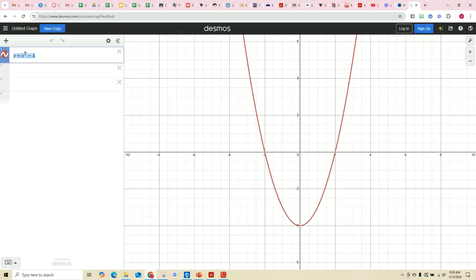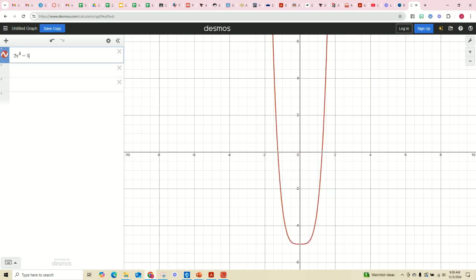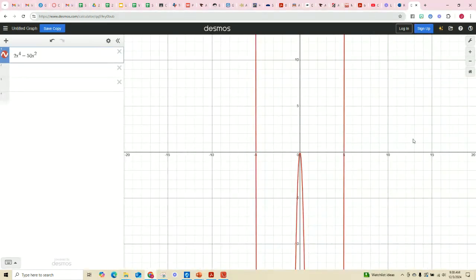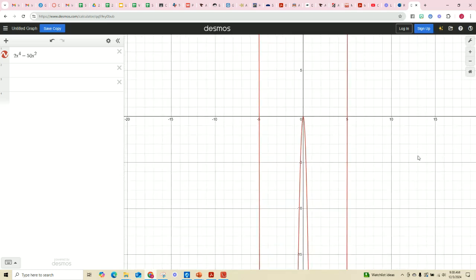Okay, so 2x to the fourth minus 50x squared. Graph-wise, here's what we look like. We're opening up. It's like a W. We're crossing at -5, 0. We're bumping at 0, 0, but it is going through that point. And then we're bumping again at 5, 0.